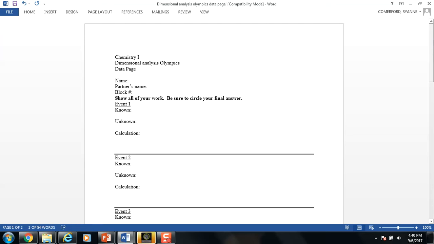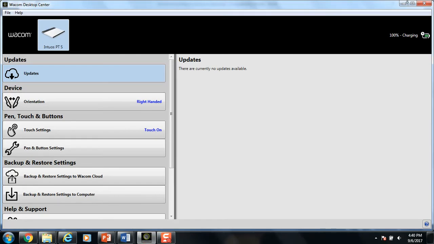If you would just take a minute right now, and on this page, your Dimensional Analysis Olympics data page, find the spot for your name and go ahead and put your name, and then below that, go ahead and put whoever your partner is. Your partner should be your lab partner or the person you've been working with thus far this year, so just go ahead and write down their name, and then for block number, put what period you're in. So first, second, fifth, or seventh. Just go ahead and make a note of that for me, please. Once you've done that, go ahead and flip back to the first page of this activity, and we will get started.